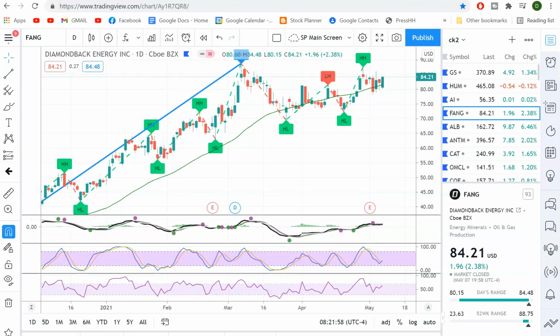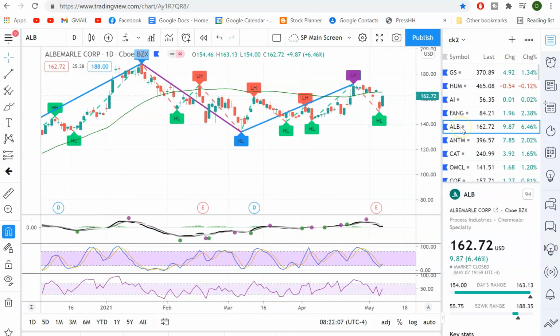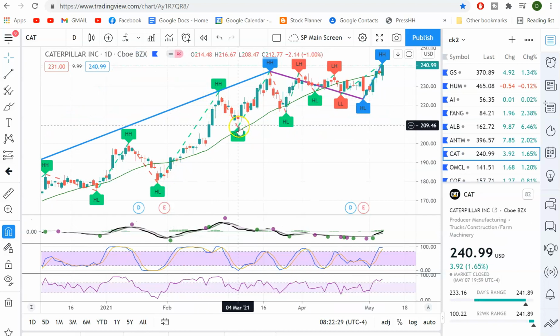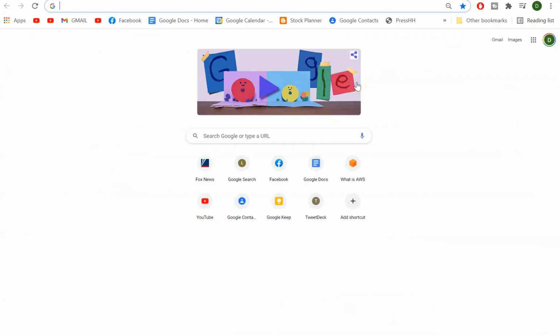Let me ask you something. Is this a good swinging stock? I think so. How about this one? Albemarle, chemicals, lithium, I think. Yes, but the Caterpillar, these are very predictable swings. And I like it because Caterpillar and John Deere mean revert a lot. I like that.